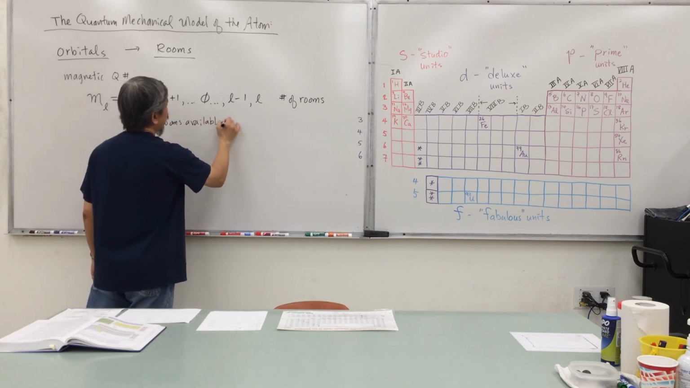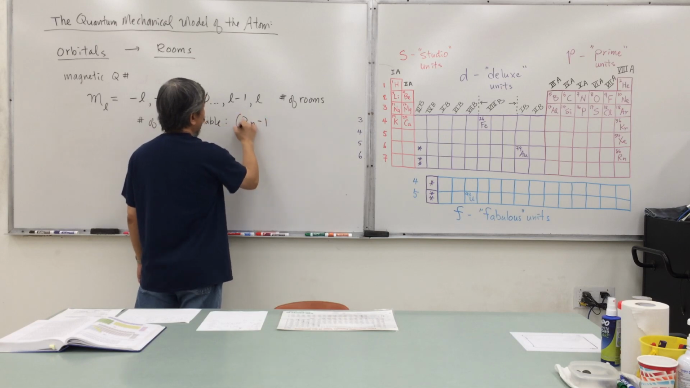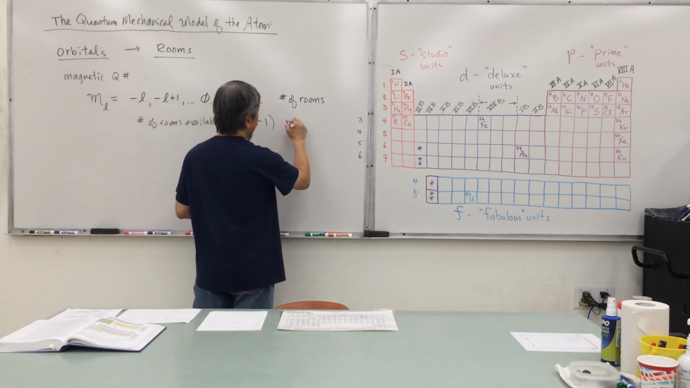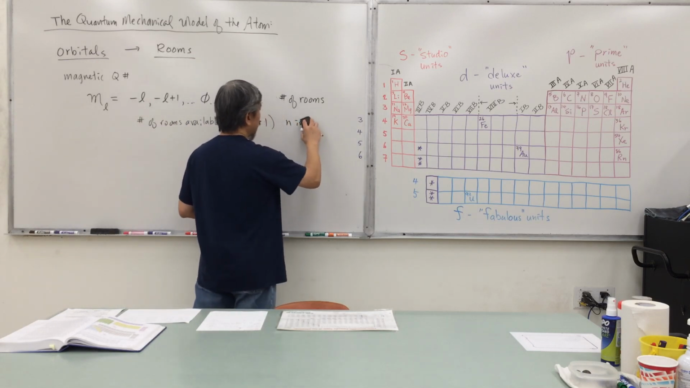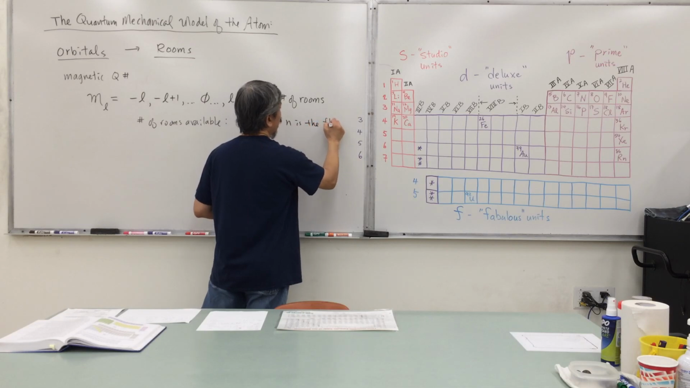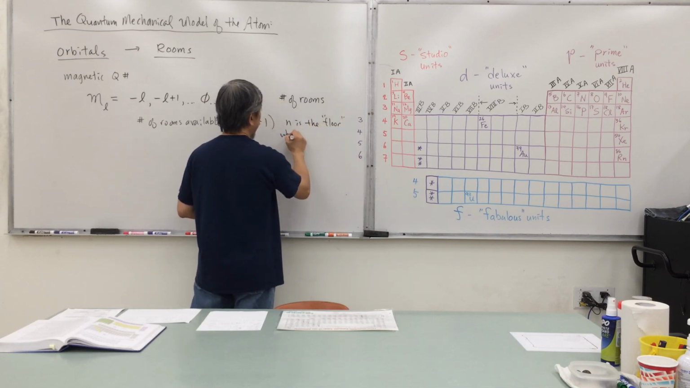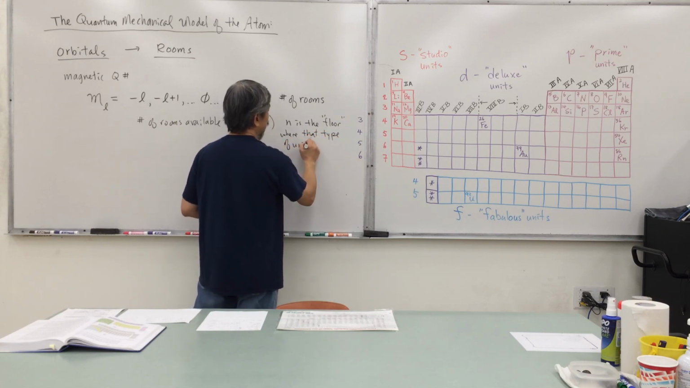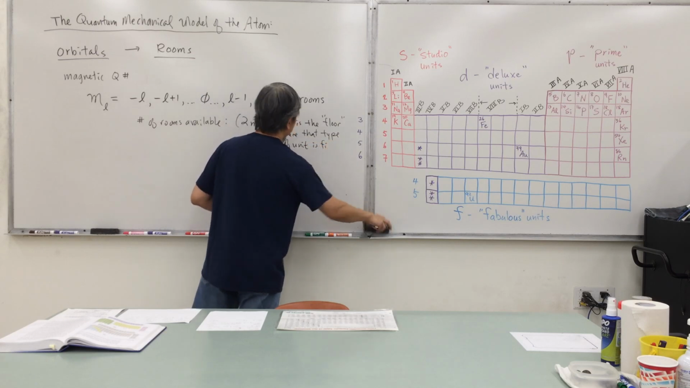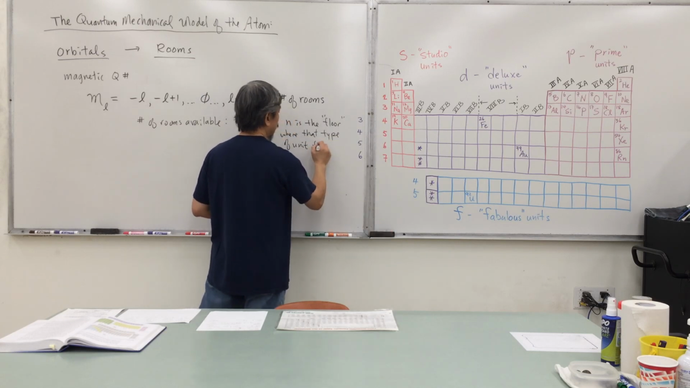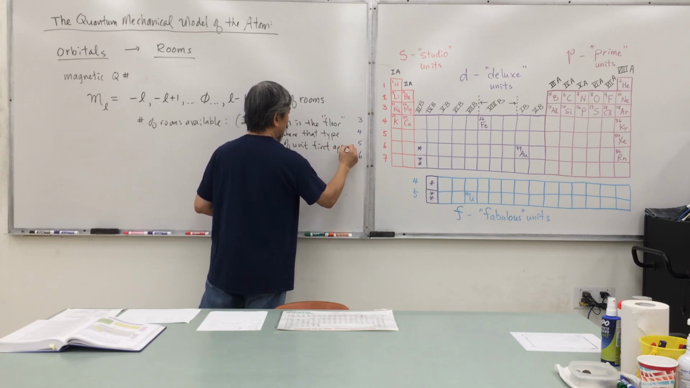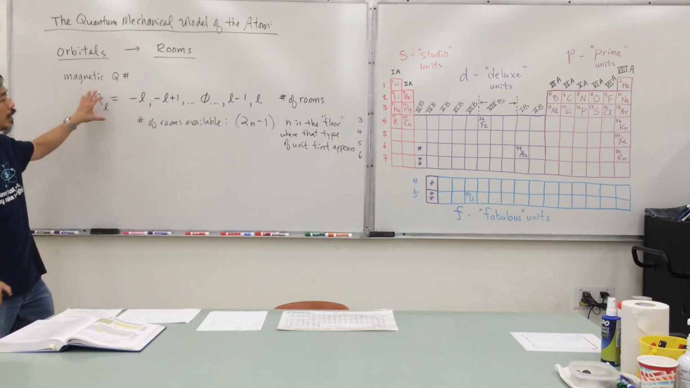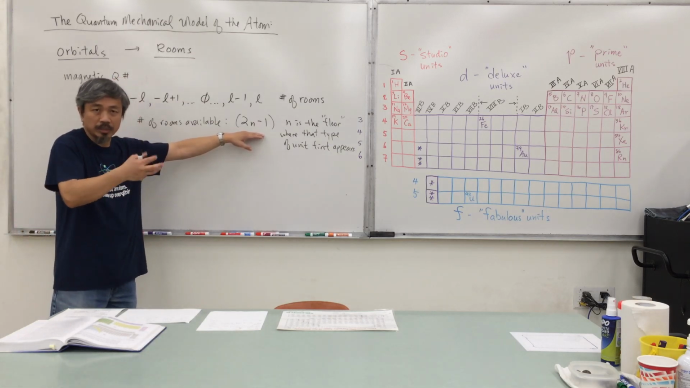Can be found using 2n minus 1 as your count. So basically, where n is a floor where that type of unit first appears. So you can use either way of figuring this out, but let's go ahead and keep this in mind, and then when I do the example, you can actually see where this comes in.